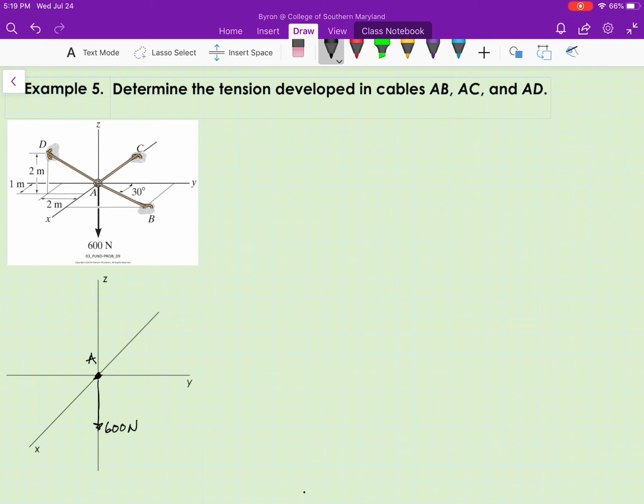I have the force AB that's in the XY plane, and it's 30 degrees from the y-axis. I'm going to call it FAB. Have FAC, which acts along the negative x-axis.